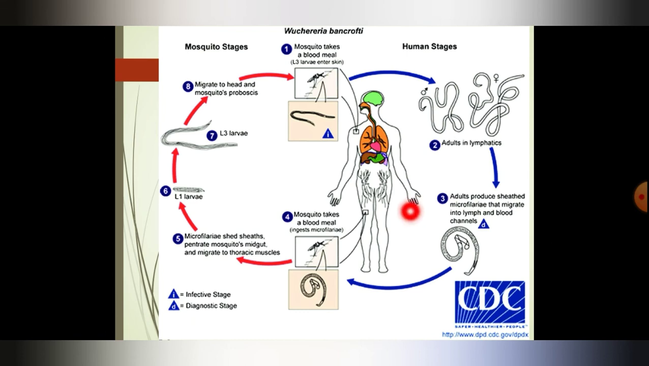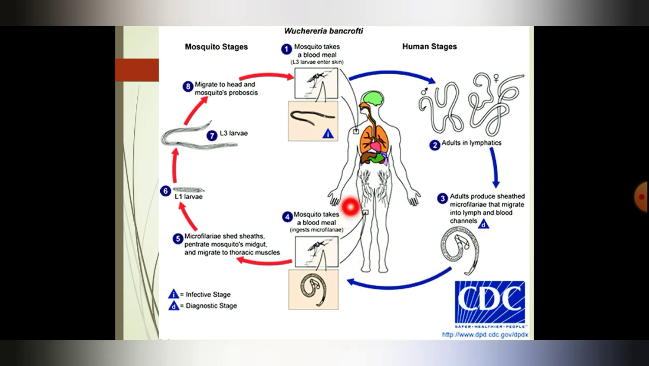Here once again I will explain to you. First the mosquito takes a blood meal. That is the third larval stage, which enters into the skin from the mosquito. And then what happens in humans, the adults will be formed in the humans, and then adults will produce sheathed microfilaria that migrate into the lymph and the blood channels.